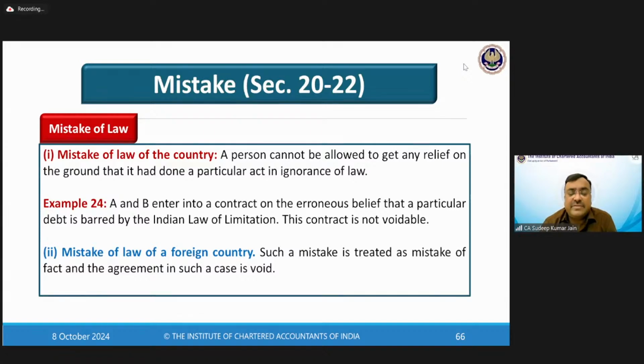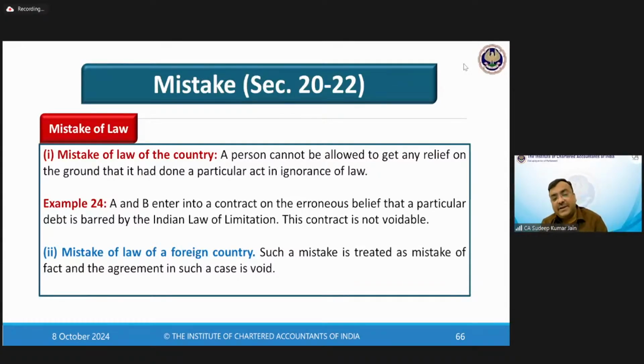Let's see the example number 24. A and B enter into a contract on the erroneous belief that a particular debt is barred by the Indian law of limitation. This contract is not voidable. Simple, sir. A person is believing that the debt is already time barred, but actually it is not. You are thinking that it is time barred because you don't have the knowledge of law. You cannot get relief on this point. I don't have the idea what is the time limit for being time barred.